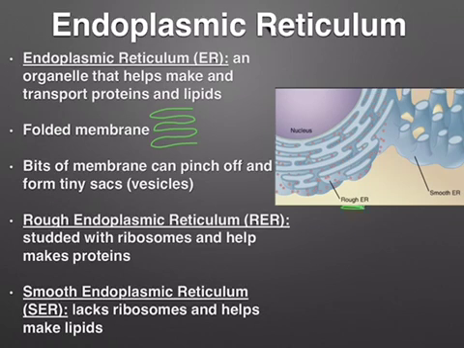So looking at our rough endoplasmic reticulum, it's studded with ribosomes. In this picture, the ribosomes are the pinkish reddish dots, and they help make proteins. And that makes sense because the ribosome's job is to make proteins. Then we have the smooth ER, and it's smooth because it doesn't have ribosomes, and it helps make lipids. And so there are those two types of endoplasmic reticulum, and they really differ in whether they have ribosomes or not, and then what they make, proteins versus lipids.